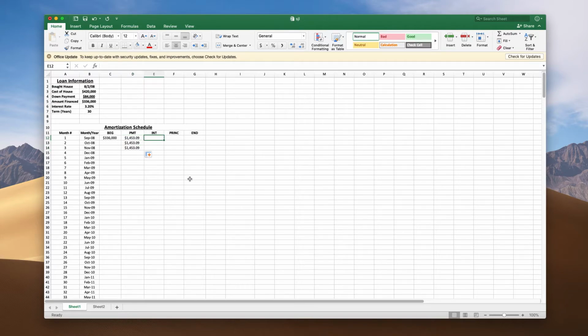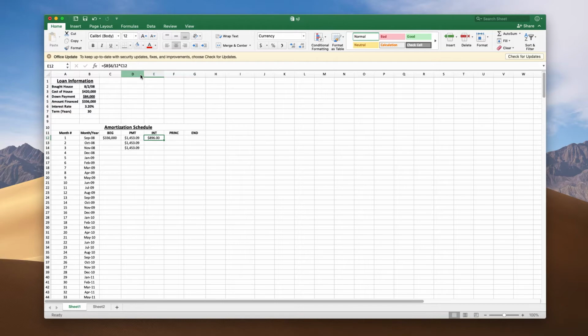Now, the interest the first month, I'm going to take equals the interest rate divided by 12 times the beginning amount. Again, I better go back and wrap the B with a dollar sign. We're going to let the C go down from C12 to C13 because it always works off the beginning amount, but wrap the column B with a dollar sign. And so the interest the first month is $896.